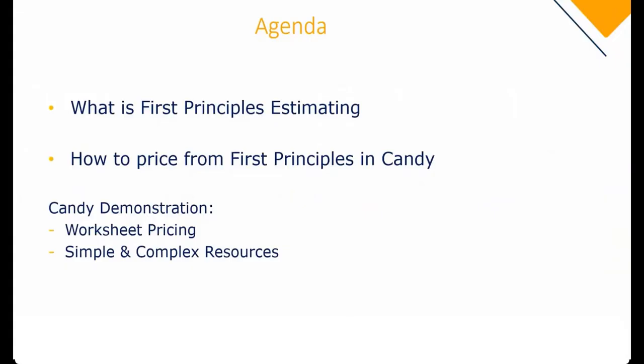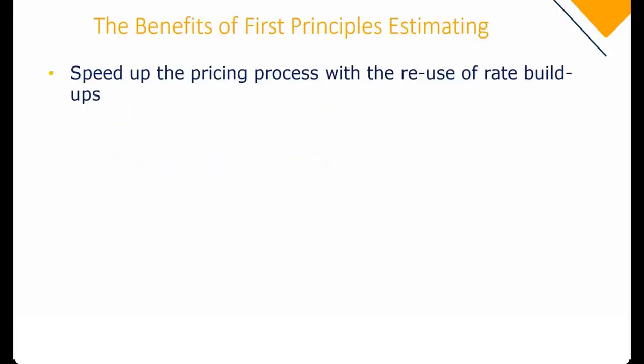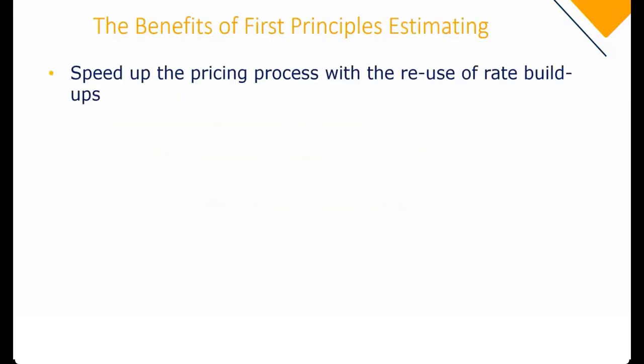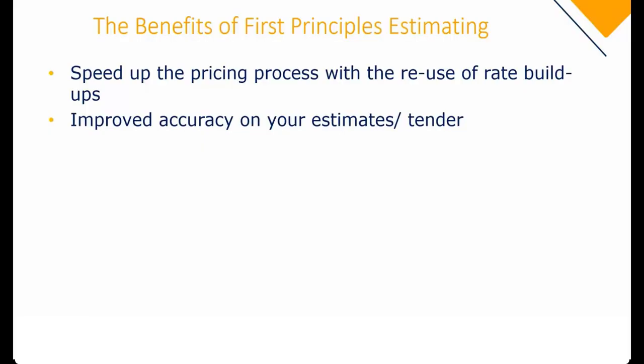Okay, so now that we know how to price from first principles in Candy, we're going to look at what are the benefits of first principles estimating. So firstly, you'll notice that when I priced the second ready mix item or the second concrete item, it was a lot quicker. So it actually assists you in pricing and reusing rate build-up. So it speeds up the pricing process. And you can use rate build-ups from your current job or from previous jobs, which we call masters. It also improves your accuracy of your estimates and tenders.